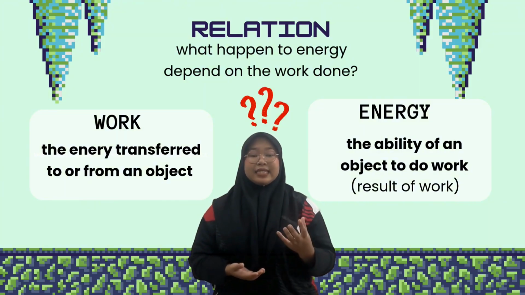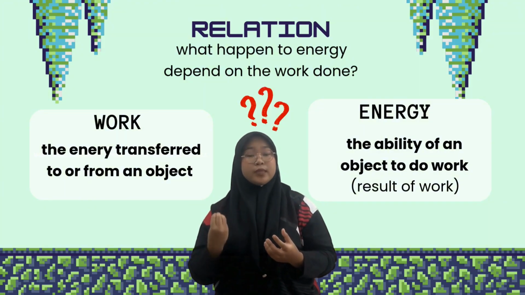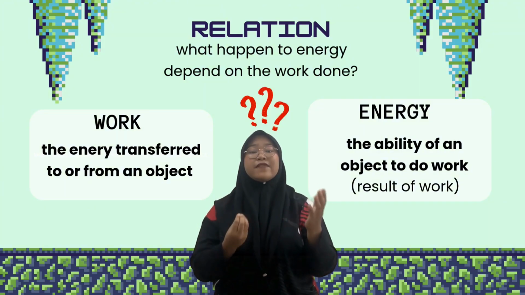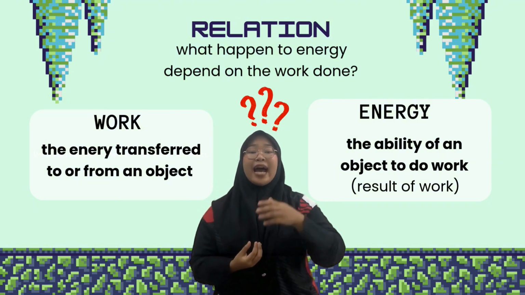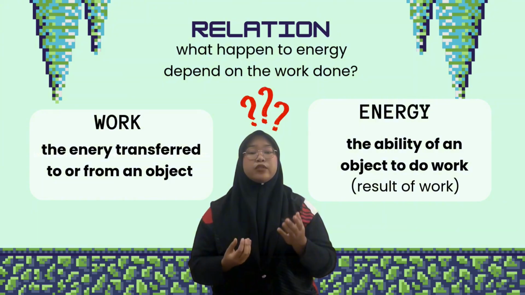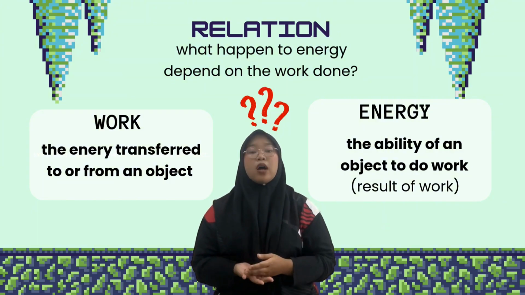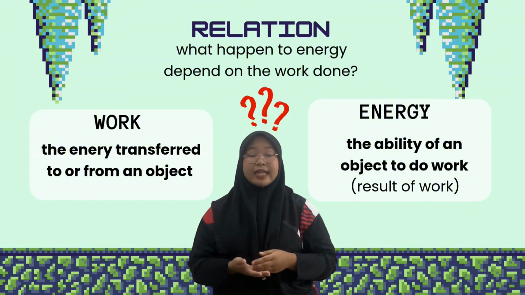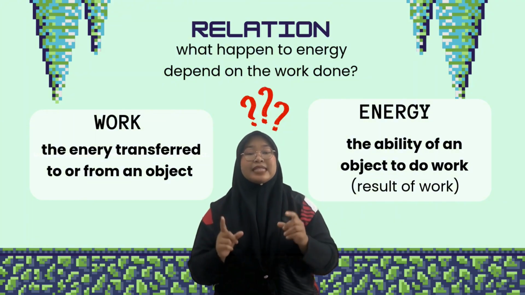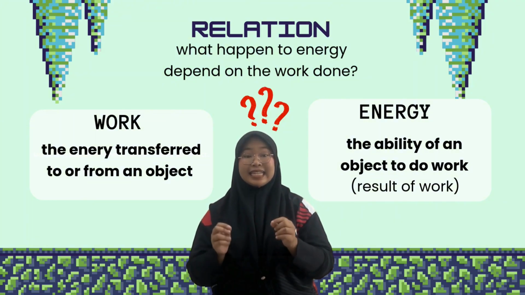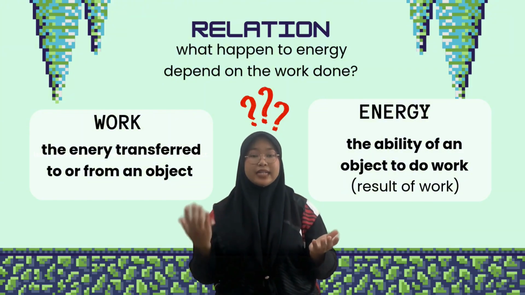Work is the action that causes movement of an object, as work transfers energy into the object or from the object. On the other hand, energy refers to the ability to do work, or in a simple way, energy is the result of the work. From this definition, we can see the clear connection between work and energy.